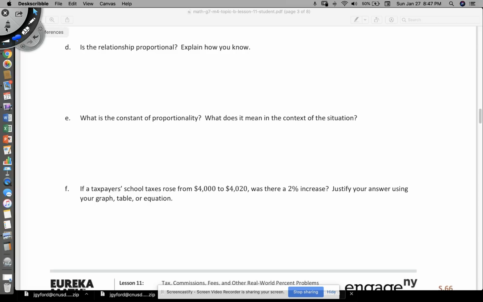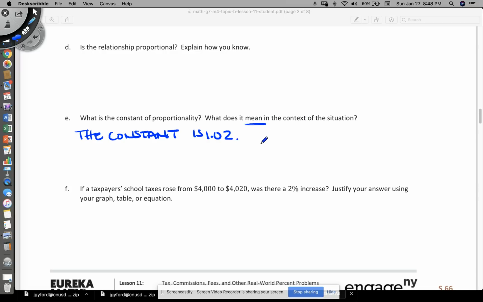Now, after you graph it and you connect your dots, make a line, you can answer this question here. Was it a proportional relationship, and how do you know? So I'll let you go ahead and answer this one. What was the constant rate of proportionality? So what was I constantly going up by? I kept going up by 1.02. So we're going to say the constant is 1.02.